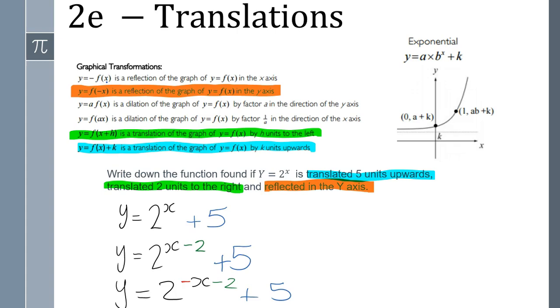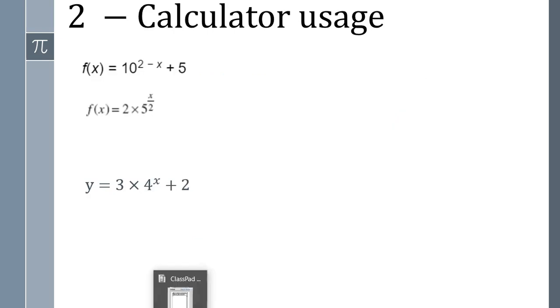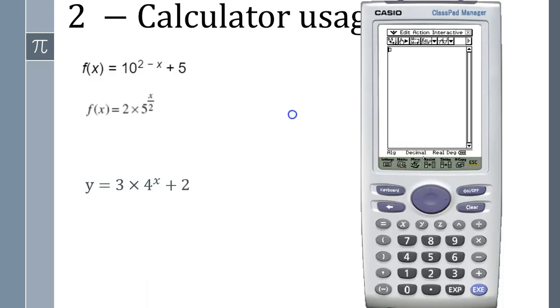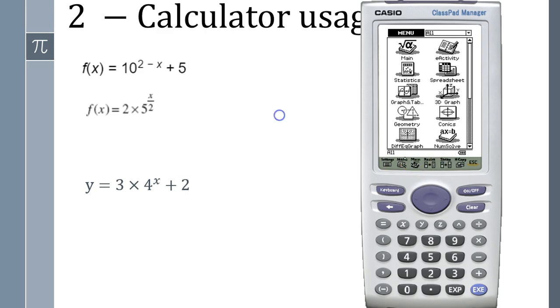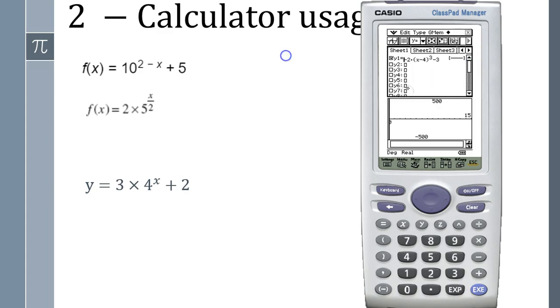Okay, so let's have a look now at calculator usage. So I've got a couple of exponential graphs here. I'm just going to grab my calculator. And we're graphing for this one. So we're going to go to the graph tab one, which is here on mine. It will look a little different on yours. Okay, so I'm going to graph it first, and then I'm going to show you some of the functions we typically use. So I'm just going to type it in as it is. 10 to the power of brackets 2 minus x, close brackets, plus 5. I'm going to tick it to make sure it graphs it, and graph.